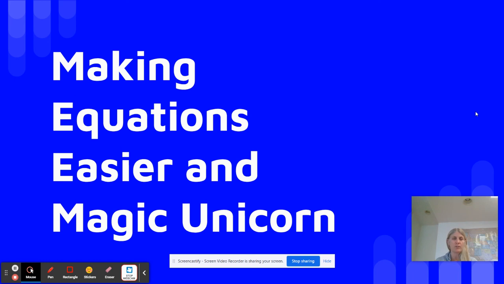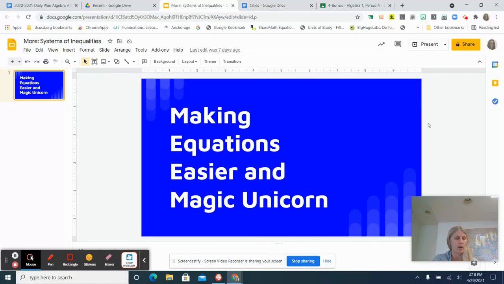Today we're going to focus on different things that we can do in order to manipulate an equation that we're trying to solve before we start solving for our variable in order to make it easier. So we're going to do some optional things that maybe would help you make the problem easier to solve. So let's go ahead and jump on in.